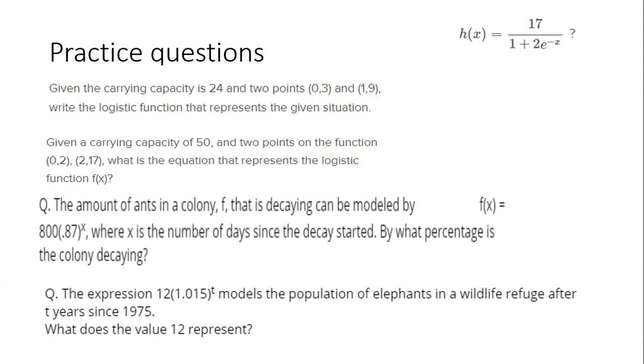Khatam. When will the answer 12 come? When T is 0. Because anything to the power 0 is 1. Right? So you just put T equals 0. That means 1975. What was the population in 1975? 12. That's it. So just need to be a bit innovative. It's not very difficult.